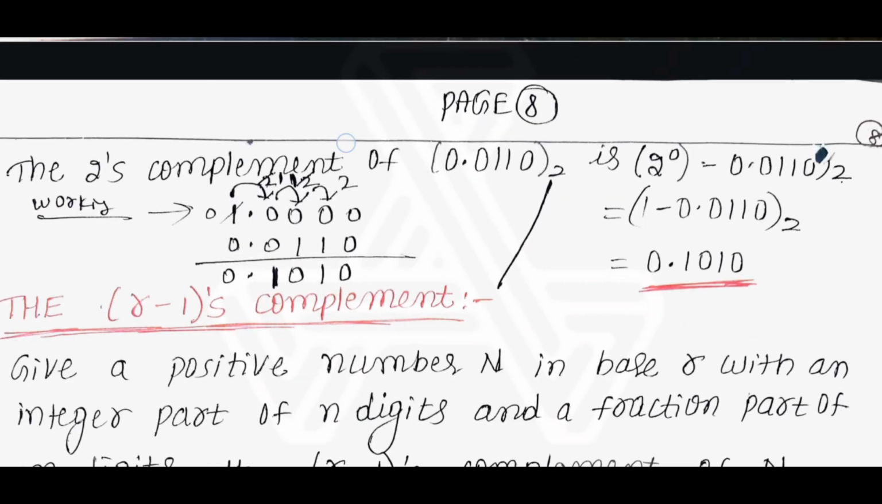Then the 2's complement of 0.0110 is, since there is no integer part, 2 power 0 minus 0.0110.